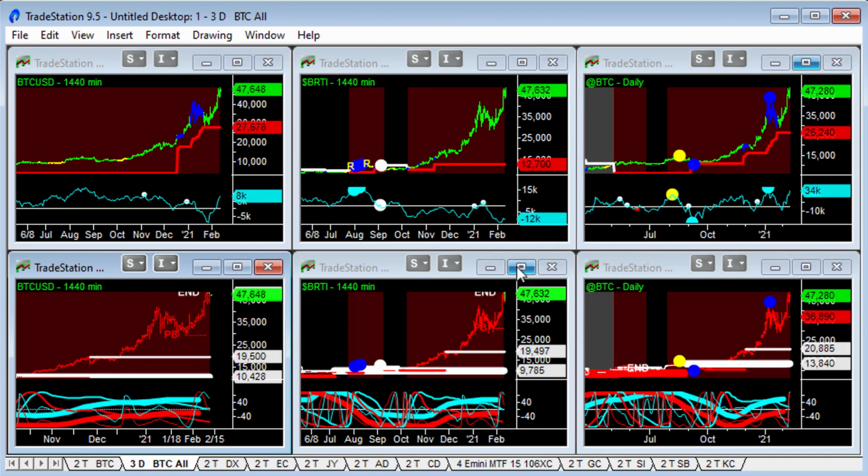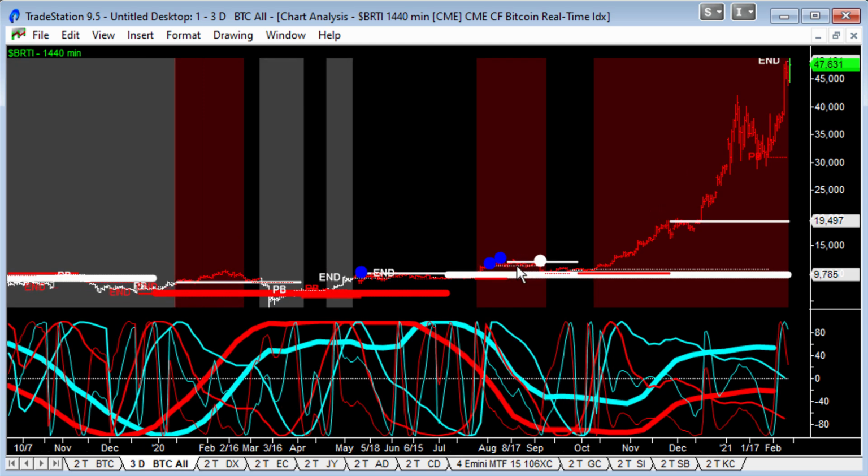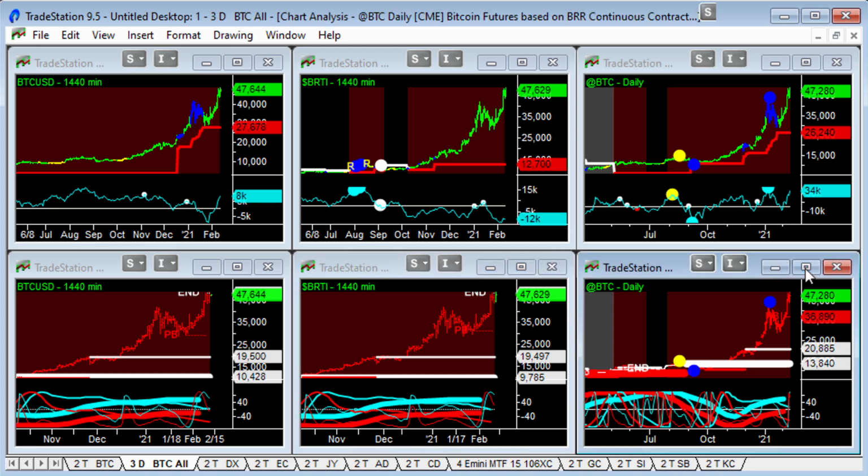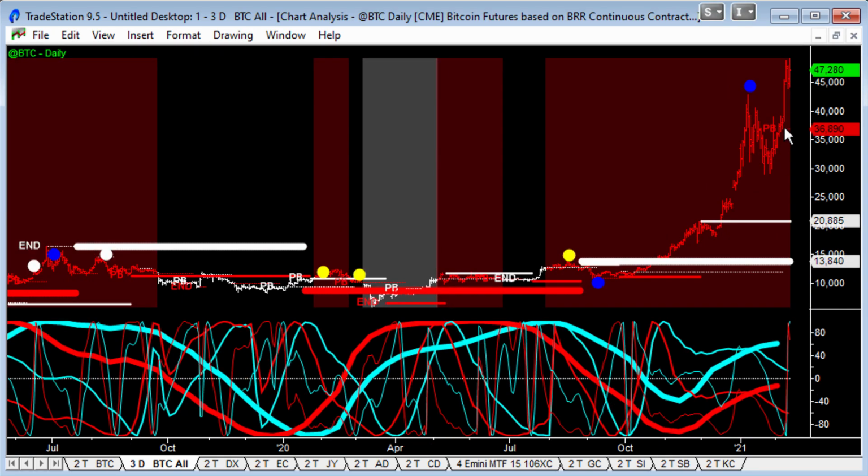We got it on the dollar BRTI, which is the other way of tracking Bitcoin here, pullback to end of trend. And then the futures contract at BTC. Here we've not put it in yet. This was a little bit late.